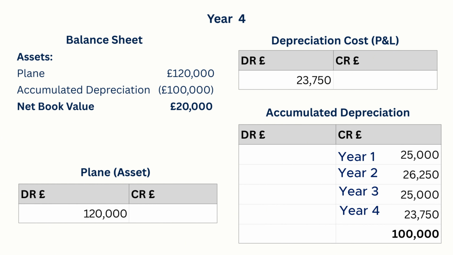On the balance sheet, the aircraft is still shown at its original cost of £120,000 because assets are always recorded at historical cost. From this, we deduct accumulated depreciation, which by the end of year 4 totals £100,000. This gives a net book value of £20,000, which represents the asset's carrying amount on the balance sheet at that date. This £20,000 is the net asset value of the aircraft.